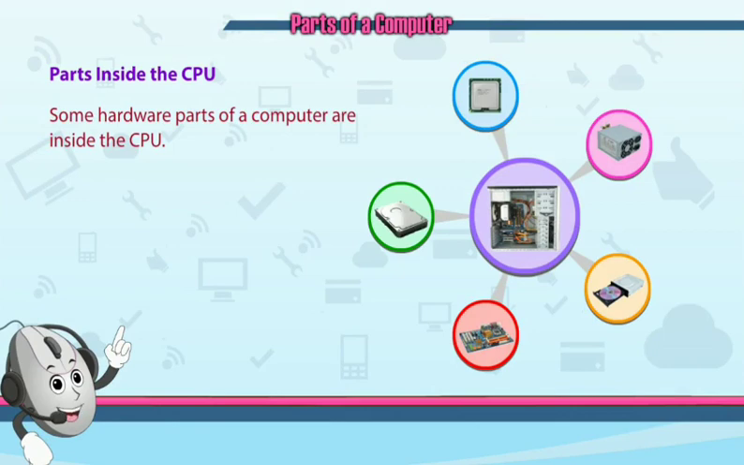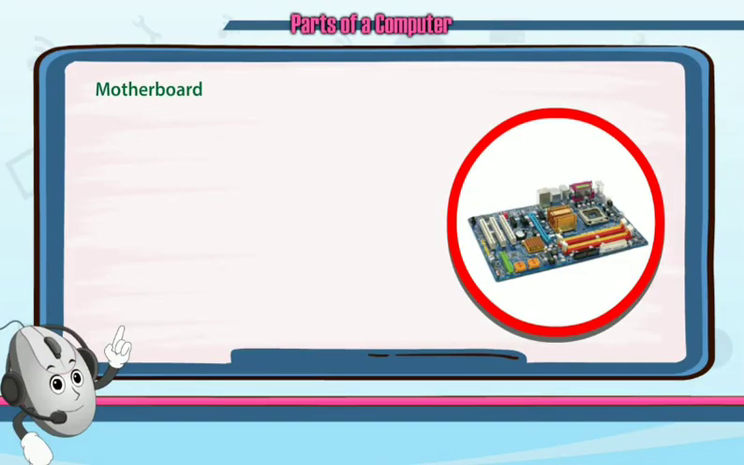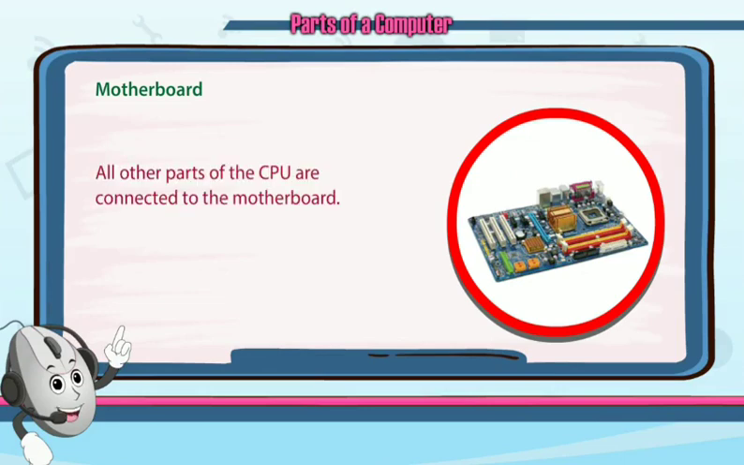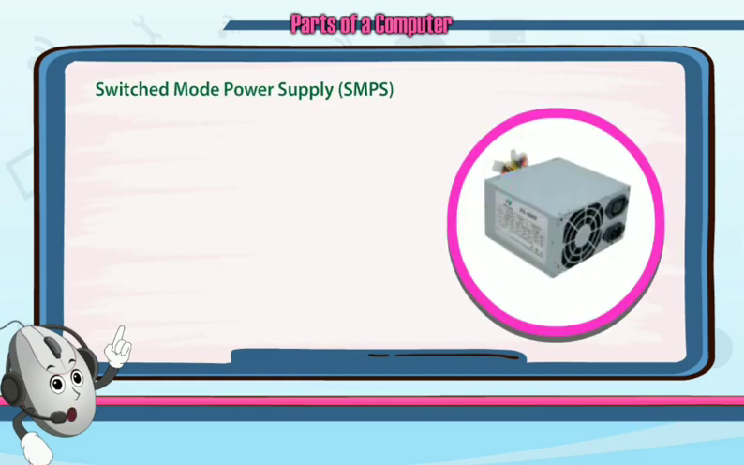Parts inside CPU. Some hardware parts of a computer are inside the CPU. Let's learn about them, like SMPS, RAM, motherboard. This is a picture of motherboard. All other parts of CPU are connected to the motherboard. Now SMPS, switch mode power supply. It supplies power to a computer.